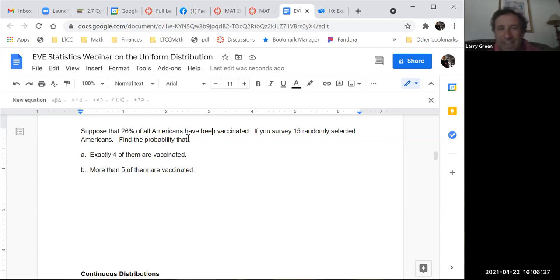Because I did update this, and I updated it because I wanted the vaccination percent, since it changes daily. So I wanted to make sure that we had that vaccination percent, literally today. I looked it up on the news online today and it was 26%. So suppose that 26% of all Americans have been vaccinated. If you survey 15 randomly selected Americans, find the probability that, first, exactly 4 of them are vaccinated.